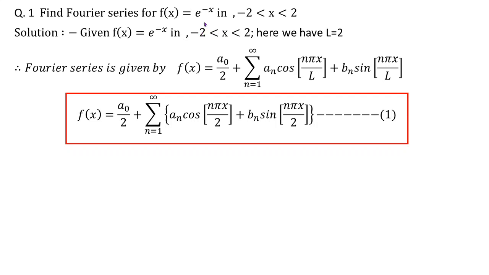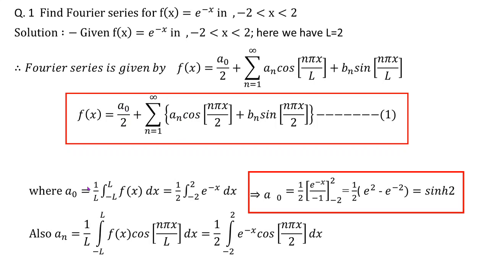As the interval is of the form minus L to L, the value of L is 2 here. As this is the Fourier expansion for the arbitrary period, the Fourier series is given by f of x is equal to a naught by 2 plus summation of a n cos n pi x by L plus b n sin n pi x by L. With this particular value of L as 2, it reduces to equation number 1. The function given is e raised to minus x. So let's evaluate the Fourier coefficients a0, an and bn.